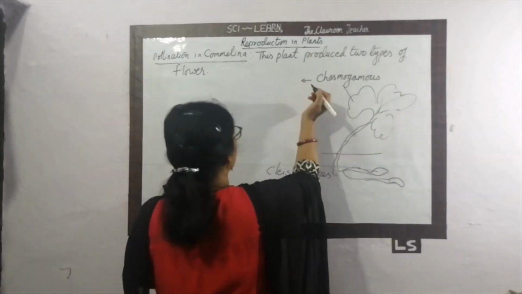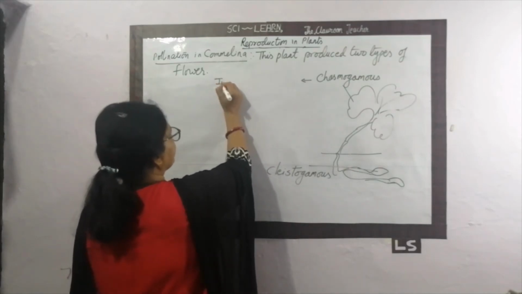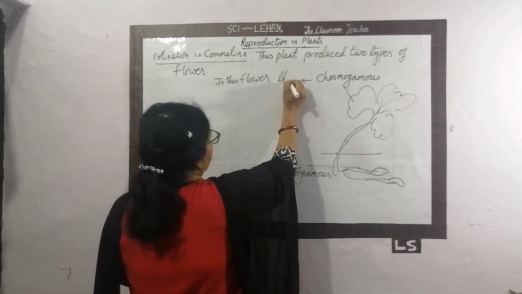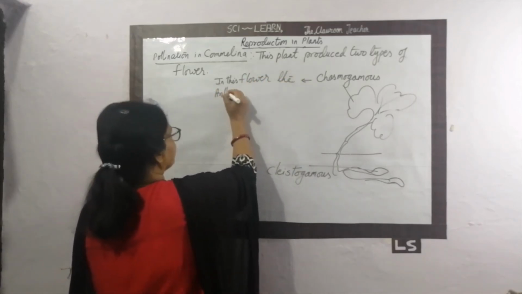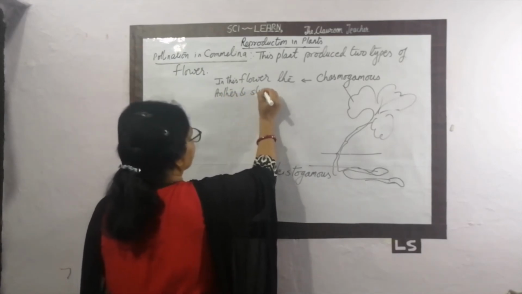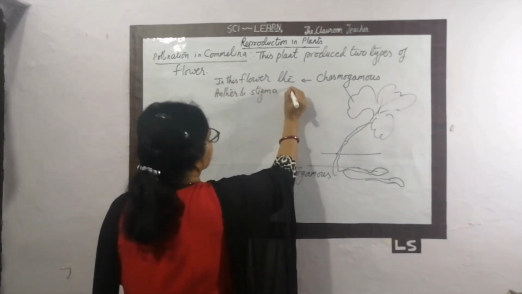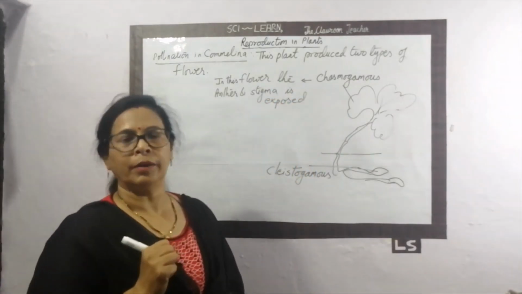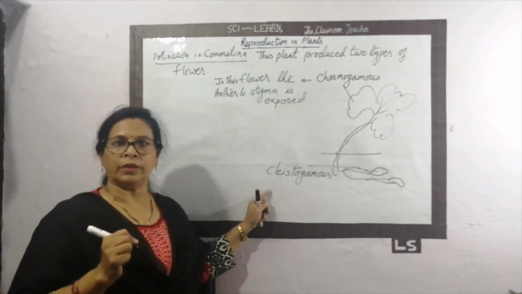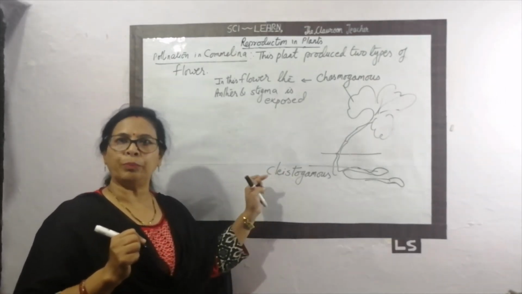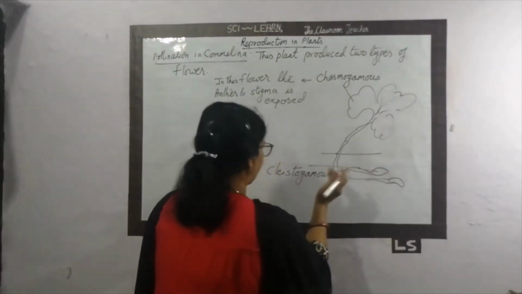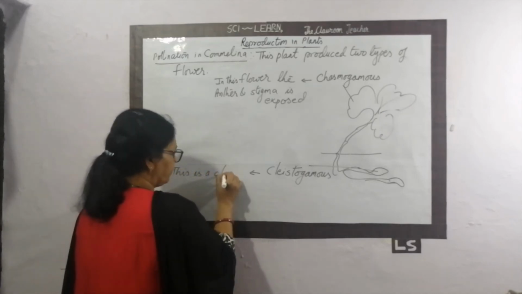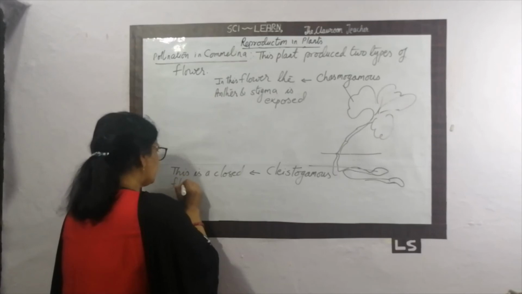What is the peculiarity of this flower? In this flower, the anther and stigma are exposed. We are able to see both the parts of the flower. But what happens here? In this flower, this flower does not open at all. Okay, this is a closed flower. What is the peculiarity? This is a closed flower. Then what happens?